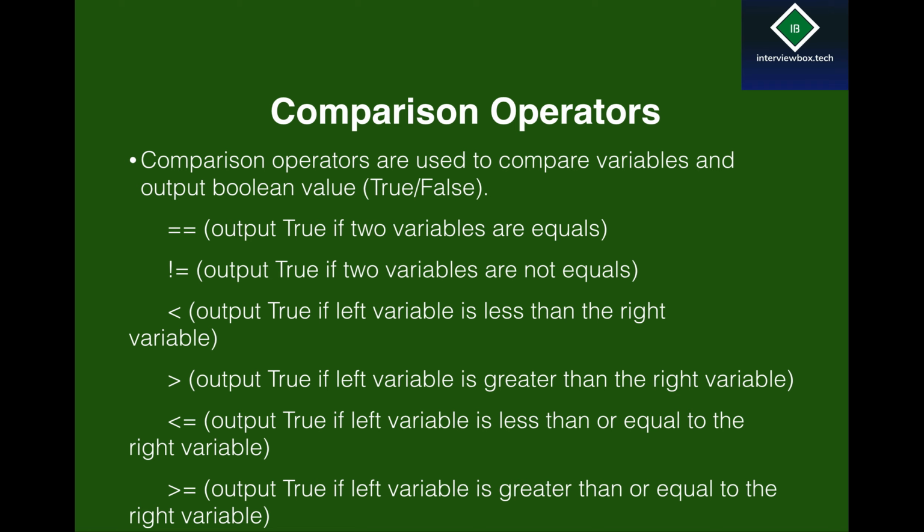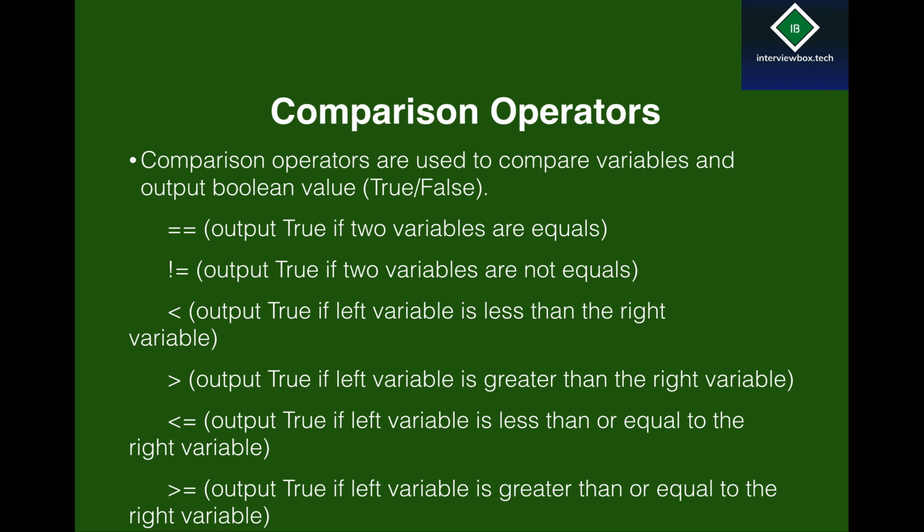The second is not equal, like if two variables are not equal, then you will see the output true. The third one is less than, where it will give you the true value if the left side variable is less than the right side variable. For example, if we say 2 is less than 5, it will say true. Next is greater than. If the left side variable is greater than the right side variable, then you will see true, otherwise it will be false.